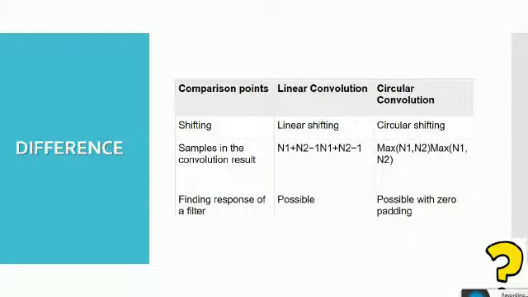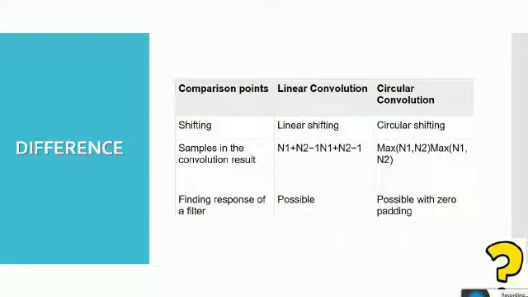Next, samples in the convolution result. What are the samples in the convolution result? The result we get in linear convolution has N1 plus N2 minus 1 samples. If you take the example, there are 4 samples in the first sequence and 4 samples in the second sequence, that makes 4 plus 4 equals 8, minus 1, which gives me 7. So there are 7 samples in the convolution result. But in circular convolution that is not the case. If we take both sequences with 4 samples, both are the same, so there are going to be only 4 samples.